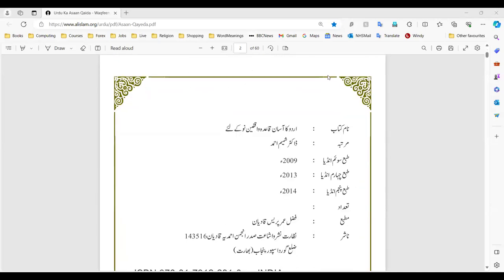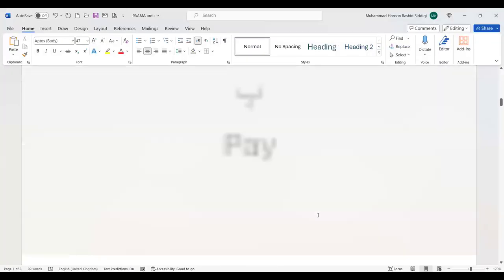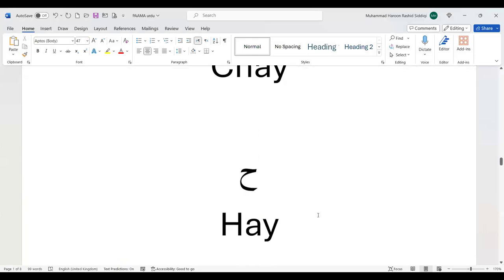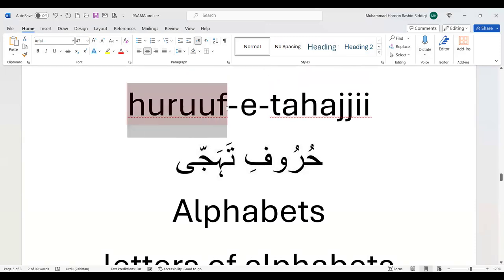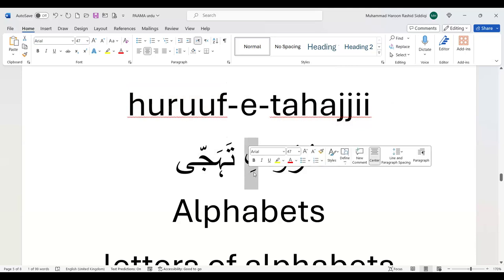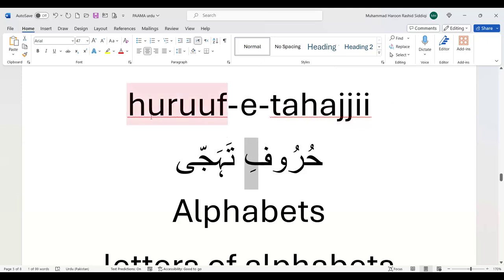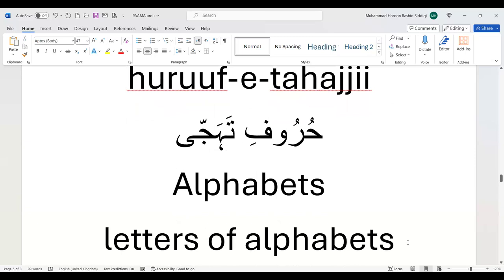So we started last week with the alphabets of Urdu, and we call them huruf tahajji. Huruf tahajji is written like this. This is the Urdu text. That's how we write it, and that's how we say it, huruf e tahajji. This tiny little vowel at the bottom is called zayr, and it sounds like a, so it's huruf e tahajji. What it means literally in English is letters of the alphabet.